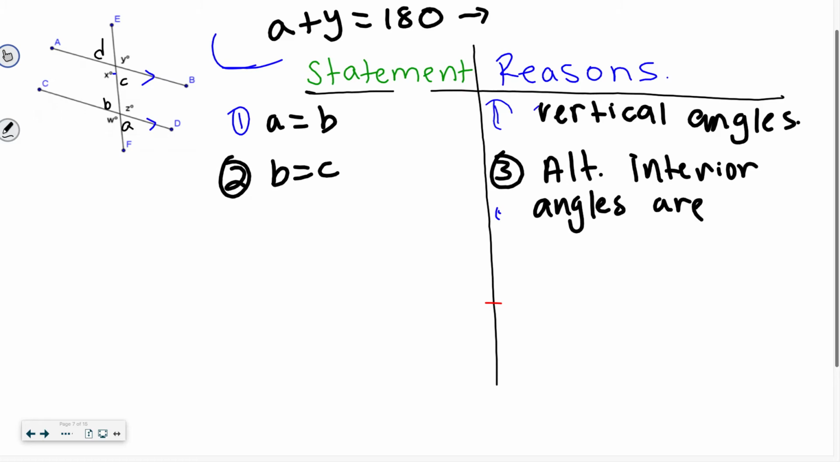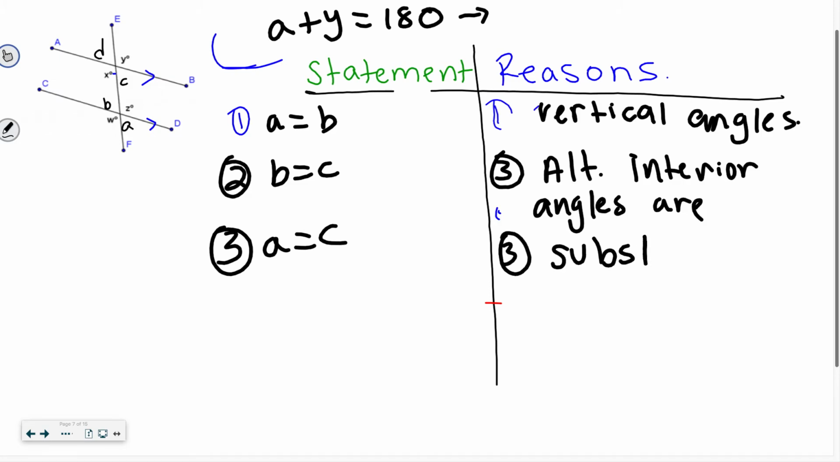The last thing that I know is, what is the other thing that I know? Now I know that A is equal to C, and that is simply by the substitution property. Moving on, now step 4. Remember our goal is to show that A plus Y is 180. That's what we're trying to show. If A is equal to C, what do we know about C and Y?